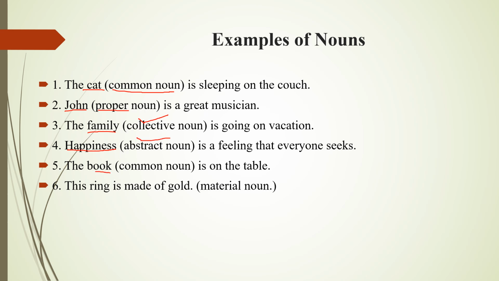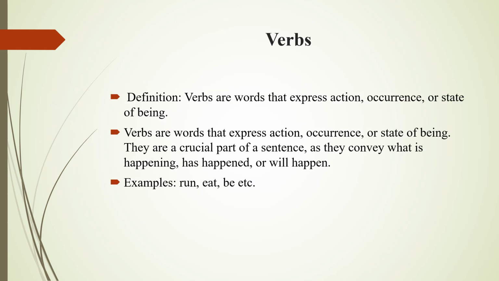Then the book is on the table. So book is a general term for any book, right? So it comes again in the category of common noun, as the cat comes in the category of common noun. Then this ring is made of gold. So you see that ring is the example of common noun and gold is the example of material noun. So these are the examples of nouns.